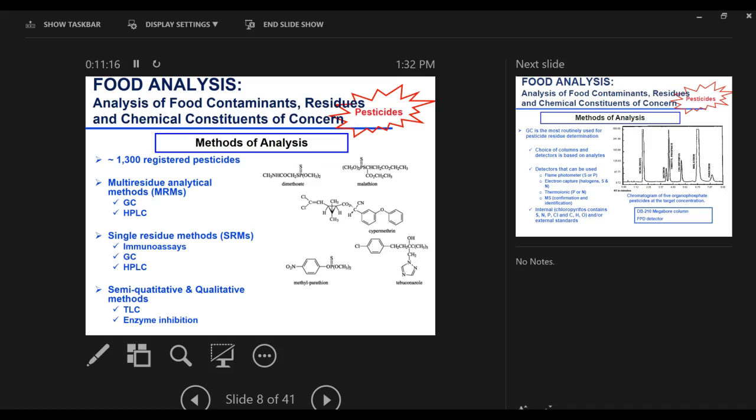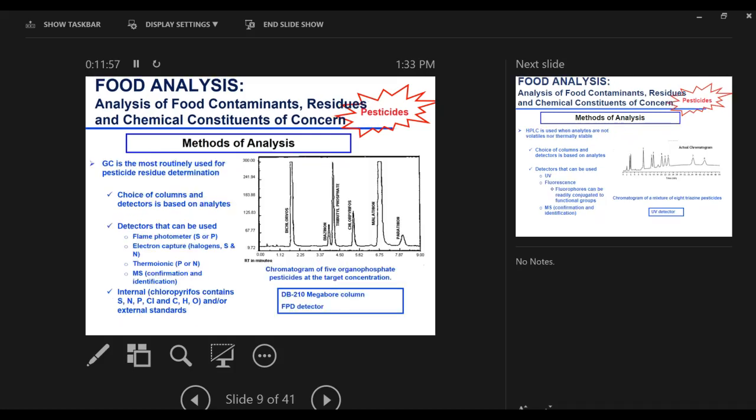Most commonly we use multi-residue analysis, where you can look at multiple pesticides at the same time, with the same extraction and a similar assay, GC or HPLC. For single residue, you can use immunoassays, or unique extractions and GC or HPLC. Again, this is only used if you are looking to register a new pesticide and you need to identify a tolerance action level. Thin layer chromatography and enzyme inhibition are methods that are semi-quantitative or qualitative.